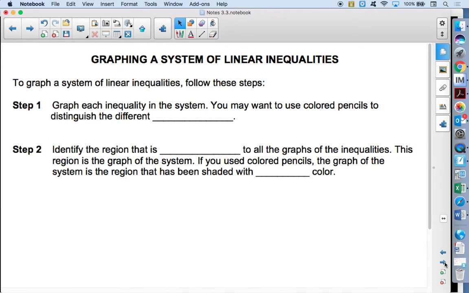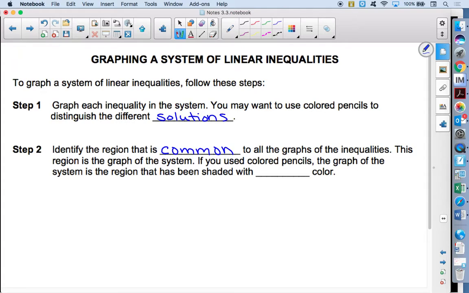Alright, so just a review. Today we're only doing 2. And a little bit of review with those, how to graph them. The first thing you need to do is graph each inequality separately. You may want to use colored pencils to distinguish the different solutions, the different areas, whatever you want to call it, the different inequalities. So each line gets its own shaded colored pencil. Identify the region that is common to all the graphs, or overlapping, but I think common fits best in here. This region is the graph of the system. If you use colored pencils, the graph of the system is the region that has been shaded with every color. So the solution should be where, if you have 3 colors, then all 3 are overlapping.